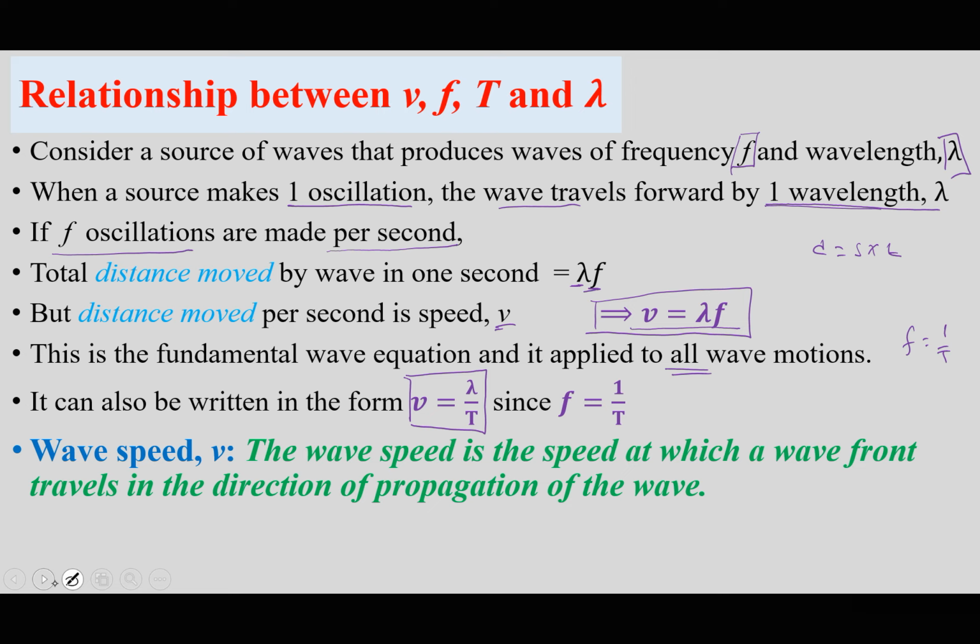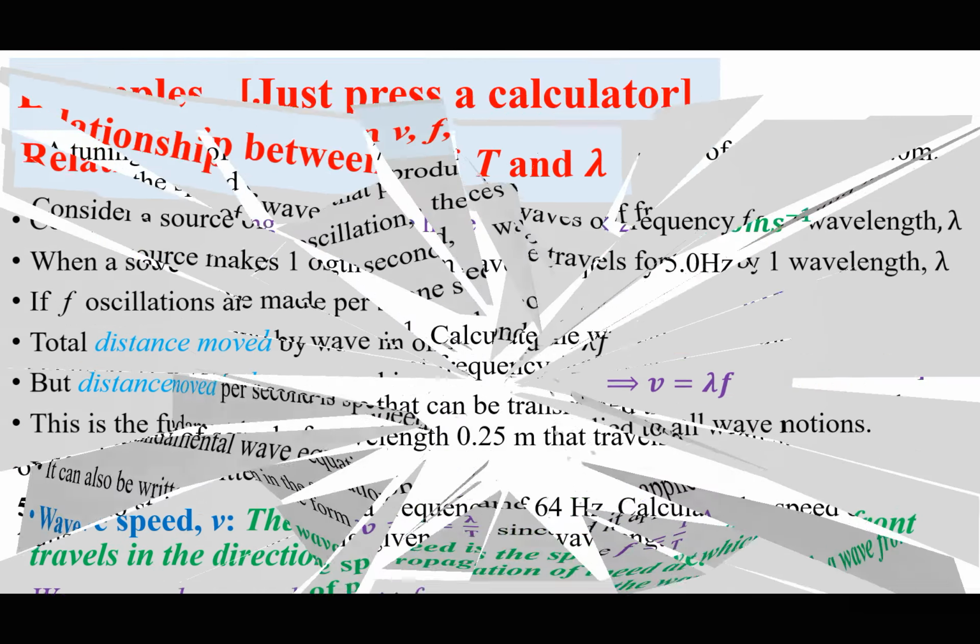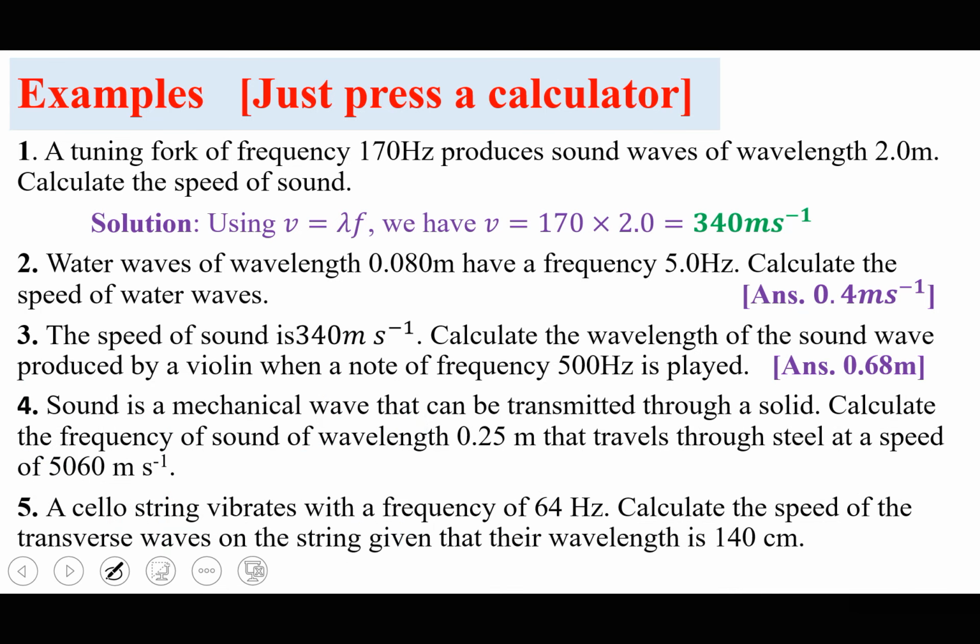So now that we know the general wave equation as speed equals frequency times wavelength, or wavelength times frequency, then I think we qualify to try and use this general wave equation just to remind ourselves of the IGCSE concepts. A tuning fork of frequency 170 Hz produces sound waves of wavelength 2 meters. Calculate the wave speed. So this is the frequency, this is the wavelength lambda. So you just use v equals lambda f and you substitute.